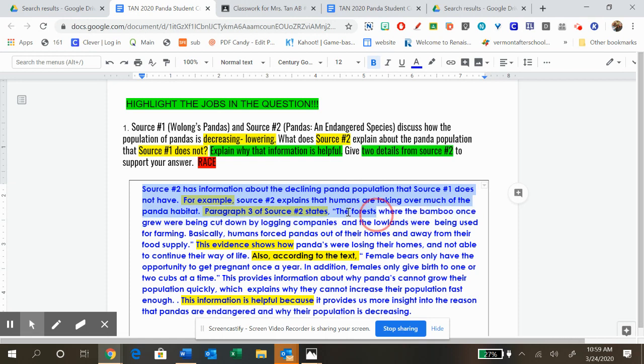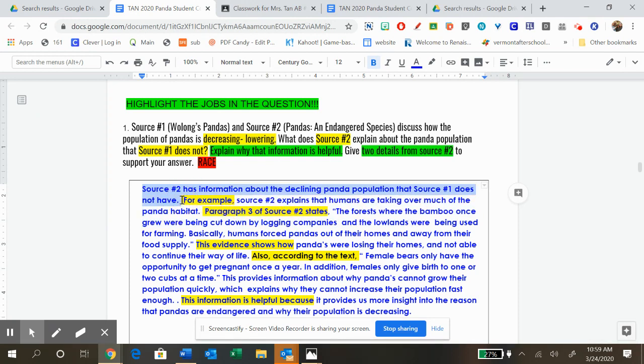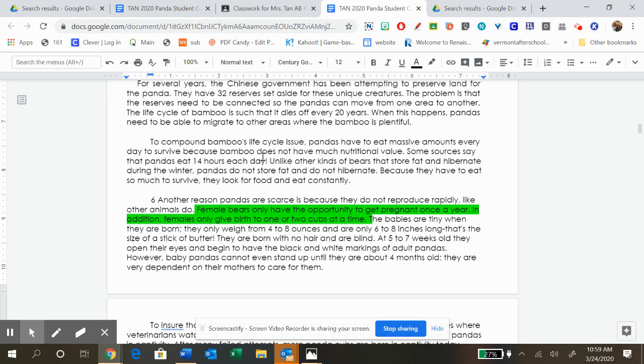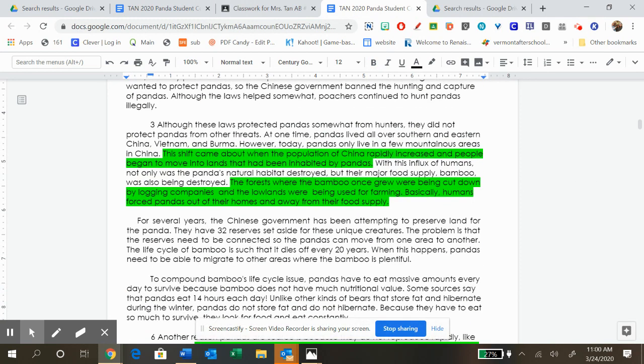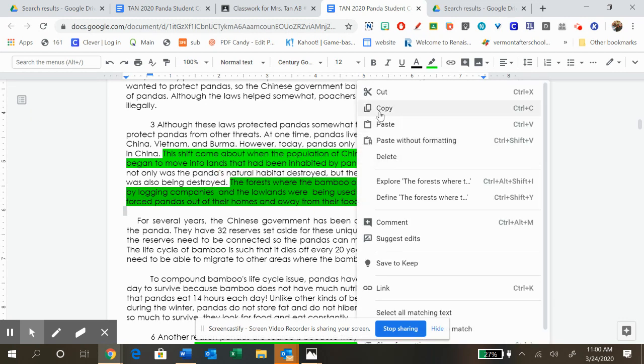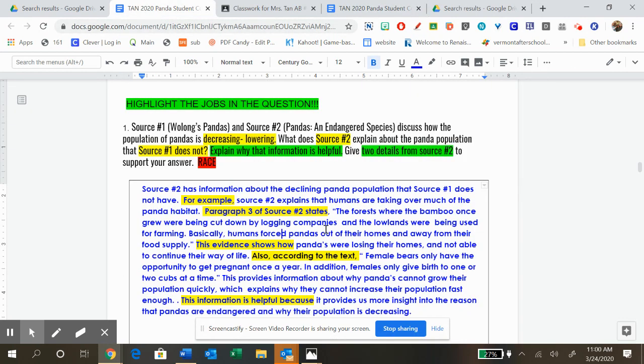source 1 does not have. That's me restating. Remember that R in RACE. For example, look at that lead-in. Source 2 explains that humans are taking over much of the panda habitat. Paragraph 3 of source number 2 states, there's my lead-in and my evidence, and I literally went and copied and pasted the sentence right out of the text. You can do that too. You just have to copy and then paste it into your answer.